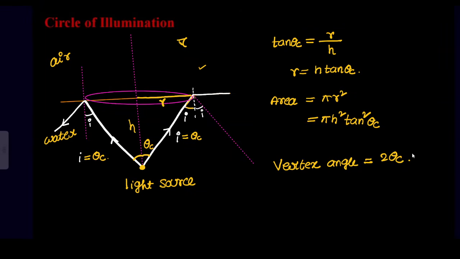Yes, sir. So here are the things you have to understand. This formula is important, finding the radius of the circle. They may ask to find the area. If we know this R, we can get the area and the vertex angle. What is theta c now? Tell me. Theta c is the critical angle, which is given as what? Sine inverse of mu r by mu d. Mu r by mu d. Okay. Yes, sir. Right.